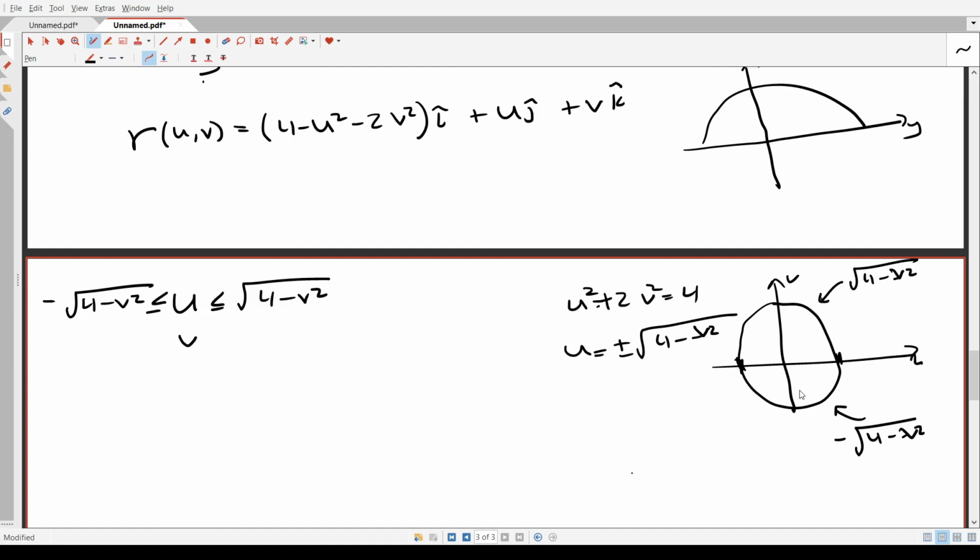Did I get this backwards? I might have written this backwards. This is from, let's see, when is v zero? When u equals 2. Minus 2. That doesn't quite seem right. Why does this seem wrong? Okay, I'm going to leave it like that. I think this is correct.